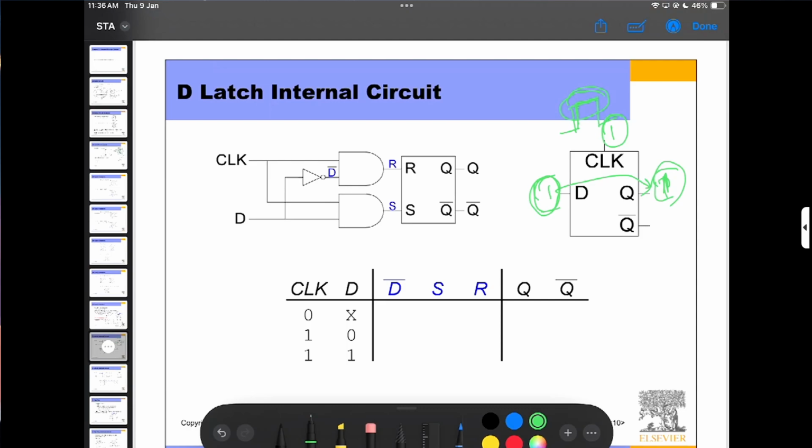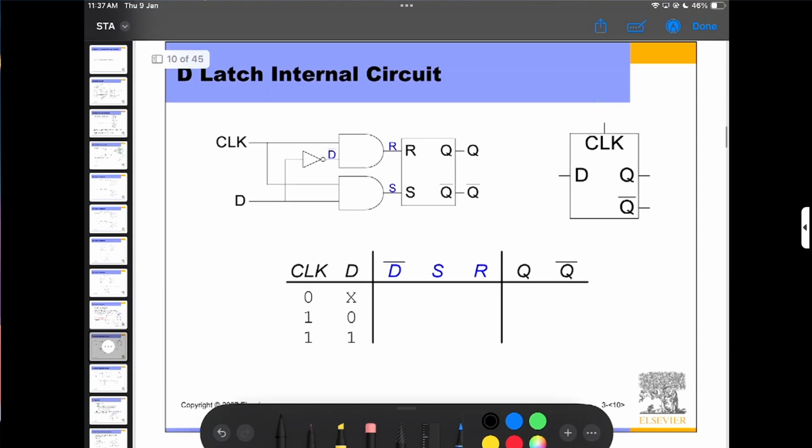If the clock is 1, then this input goes to the output directly, no matter what. Like, your previous Q was holding some value, say 0, and now you give 1, then it will change directly, no matter what.